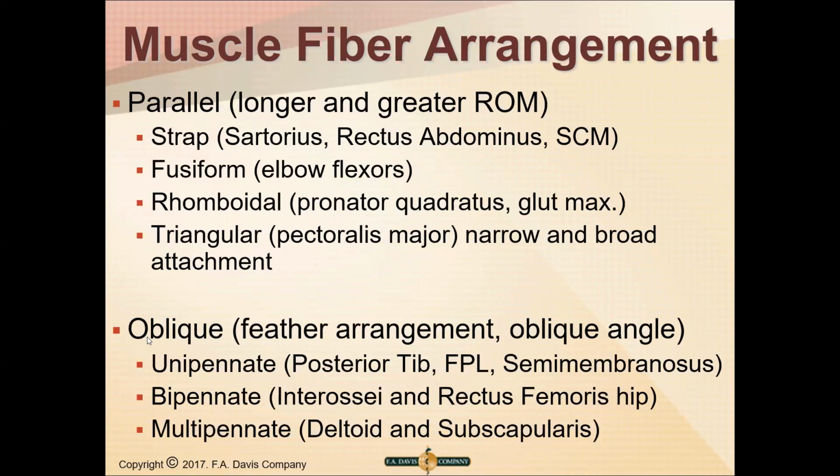They can have more oblique or feather-like arrangements and attached at an oblique angle. They can be unipennate, where they're just one section, like posterior tib, flexor pollicis longus, semimembranosus. They can be bipennate, where they have two type things coming off. The interossei are great examples of that, or the rectus femoris at the hip, or they could be multipennate, like the deltoid and subscapularis.